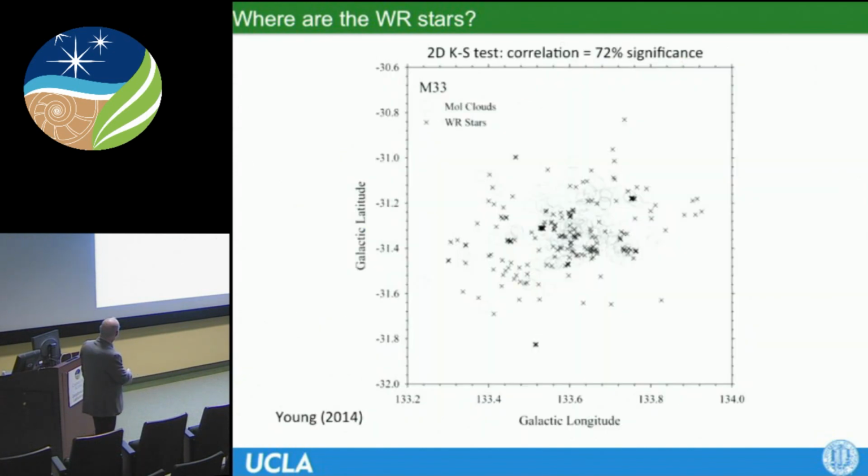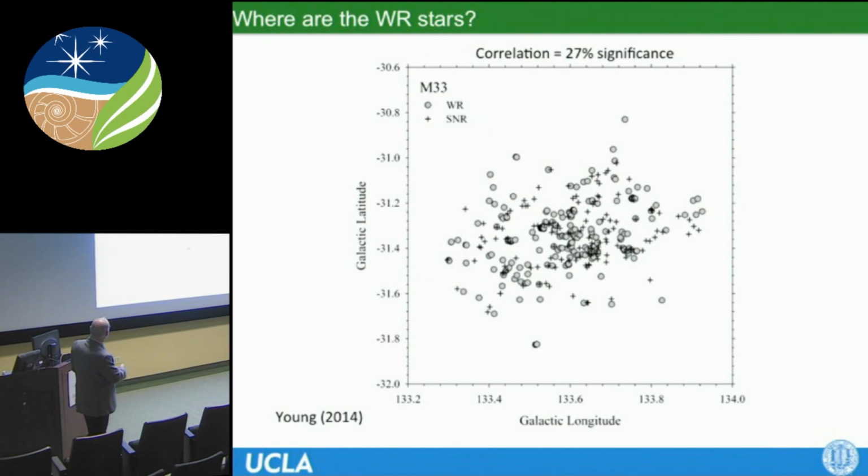So I did a two-dimensional KS test for the coincidence of drawing from the population that represents the molecular clouds and drawing from the population that represents the Wolf-Rayet stars. And there's a 72% significance that these represent the same spatial distribution in 2D. And then I did the same thing for the supernovae and Wolf-Rayet stars, and there's a 27% coincidence two-dimensionally between the Wolf-Rayet stars and the supernovae. Now, if you're an astrophysicist, everything has to be 5 sigma. So this is not really a very impressive test, but it's in the right direction.